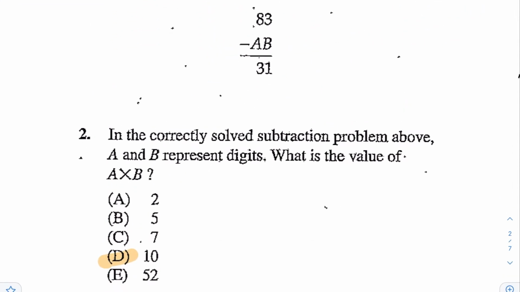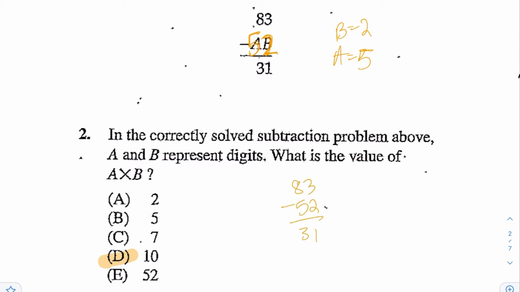Next, for number 2, in the correctly solved subtraction problem above, a and b represent digits. Now, what's the value of a times b? So here you know that 3 minus b is equal to 1. The only way that's possible is if you have 3 and 2. So you know that b has to be equal to 2. And then 8 minus a has to be equal to 3. You don't have to borrow anything. So when you do 8 minus a is equal to 3, you know that a has to be equal to 5. The correctly solved problem, I should say, is 83 minus 52, which is equal to 31.